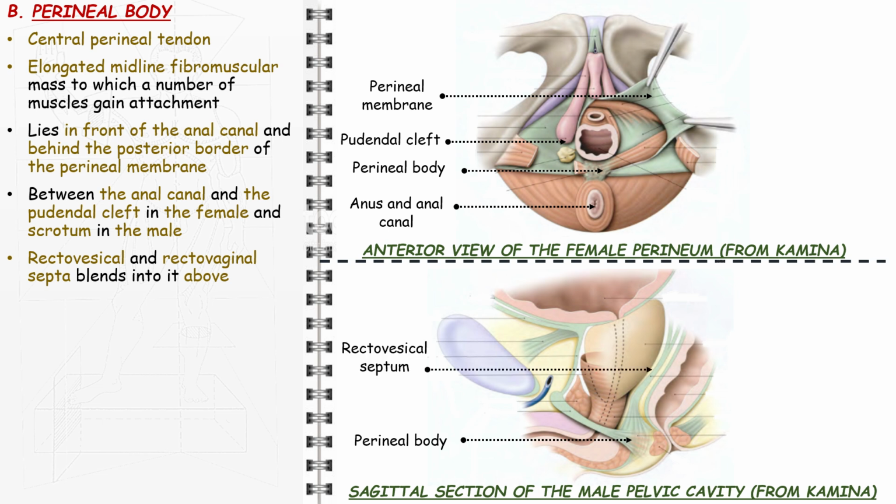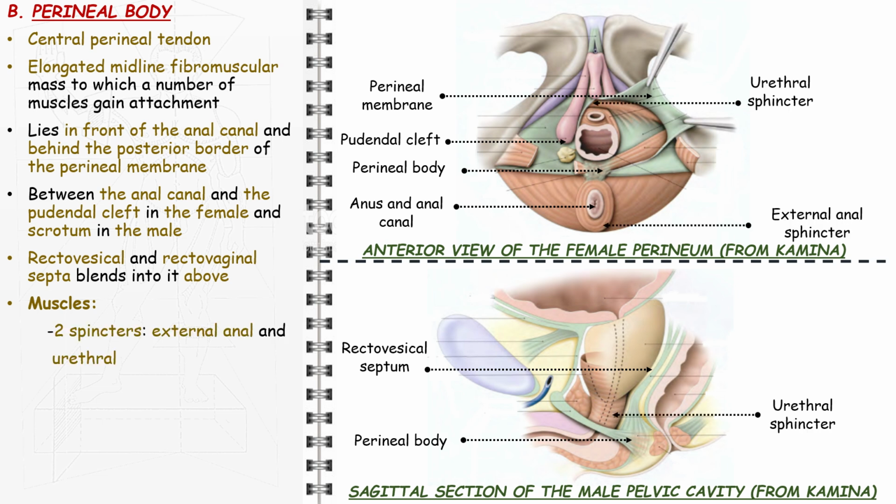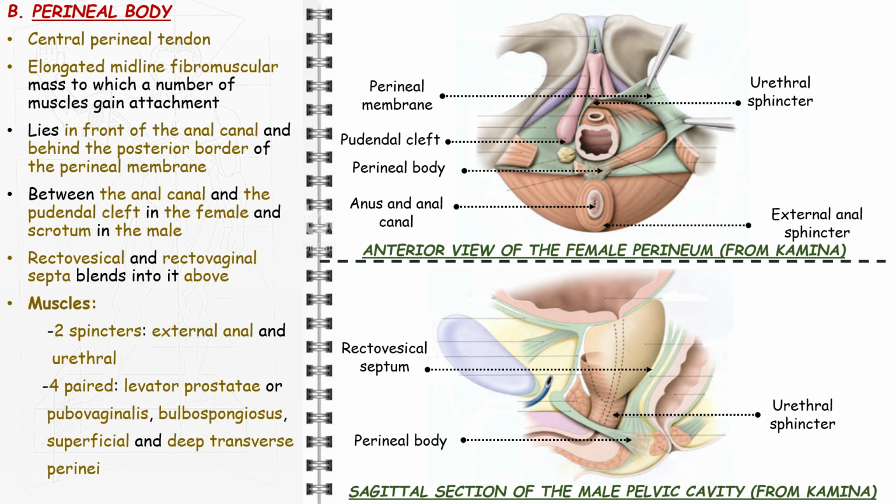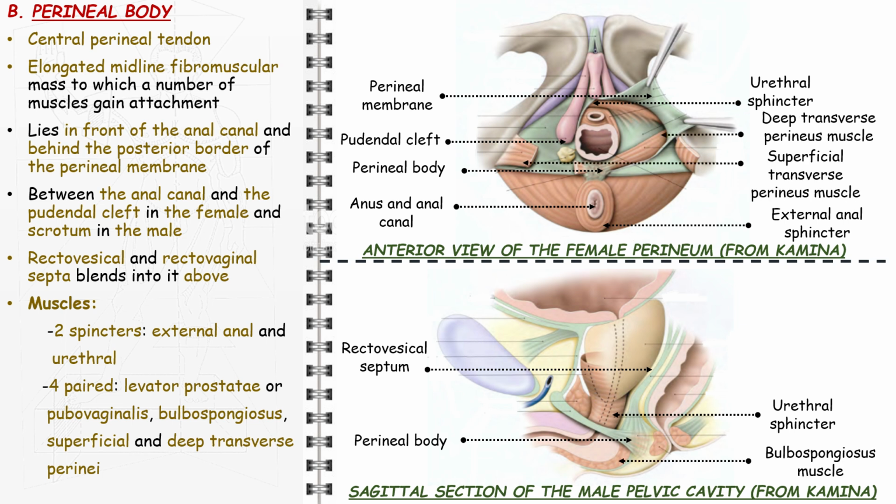The muscles running into it include parts of two sphincters, the external anal and external urethral, and four other pairs: levator prostatae or pubovaginalis, part of levator ani, bulbospongiosus, and the superficial and deep transverse perinei. Its position and connections provide an important stabilizing influence for pelvic and perineal structures. Injury to it during childbirth may weaken the pelvic floor and lead to prolapse of the vagina and uterus.